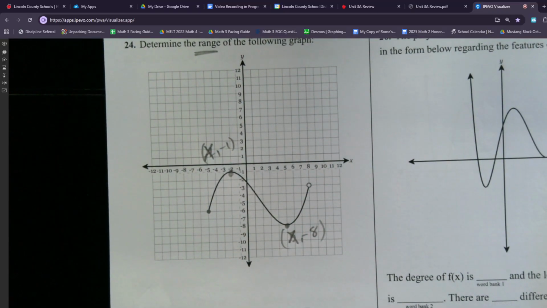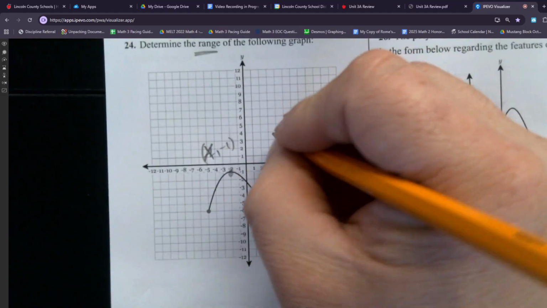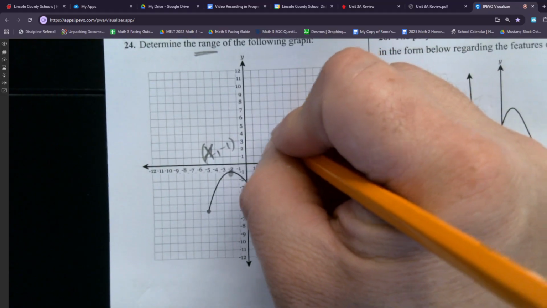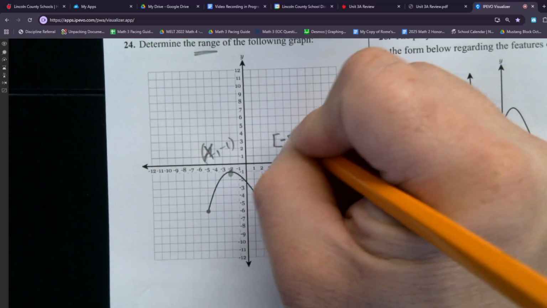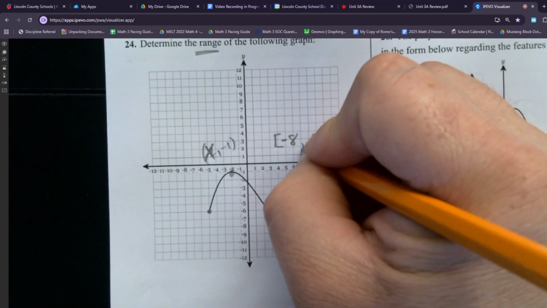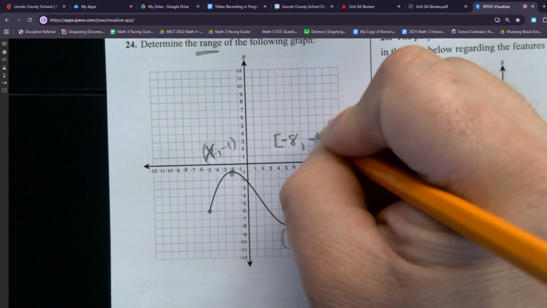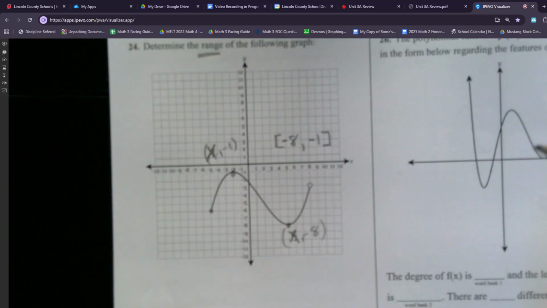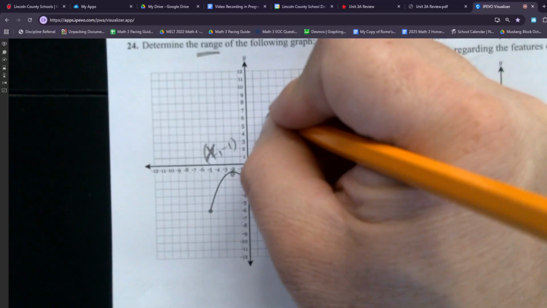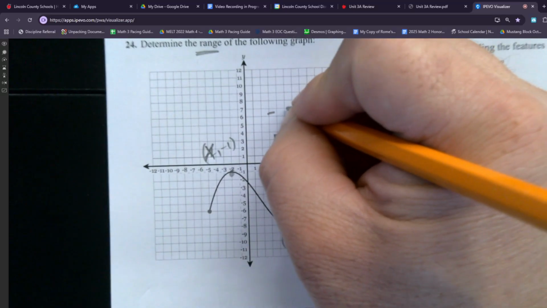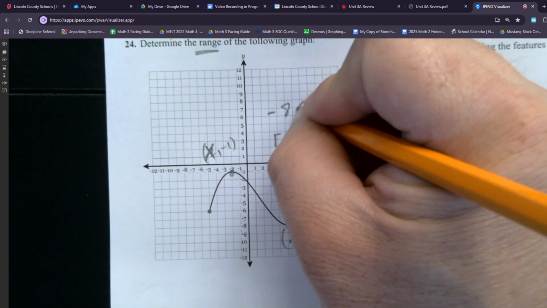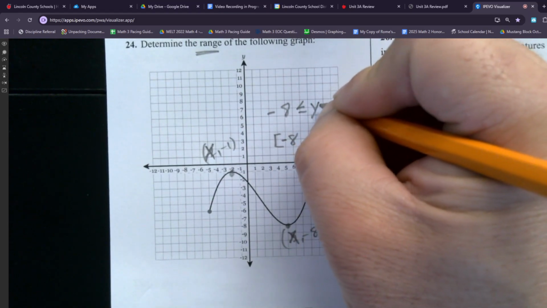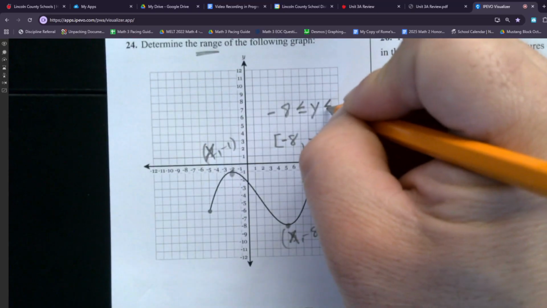All right, so there are a couple of ways to write that here. That would be bracket -8. Remember, smallest number on the left. Then -1 bracket, because it's defined by a line, so it is equal to. Okay, or you could write it this way, with -8. Make sure you put that as a y value, because you're talking about range.